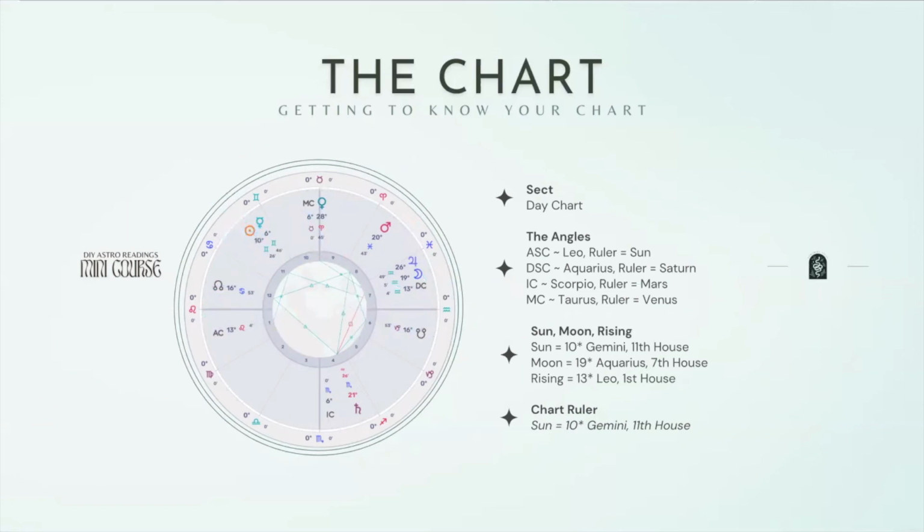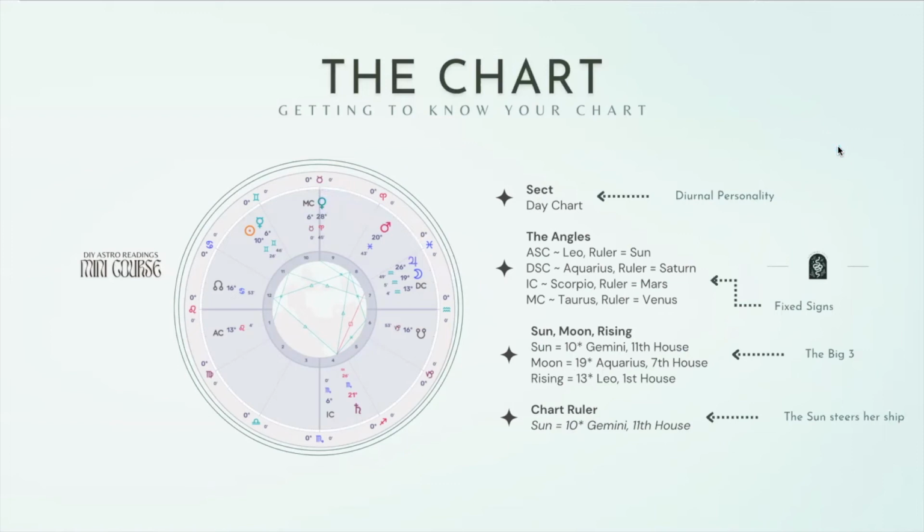So next, we've got the angles. So the 1st and 7th house, and then the 4th and 10th house. So she has a Leo ascendant, an Aquarius descendant, and then she's got a Scorpio IC and a Taurus MC. And I've put over here who rules all of these. So for her rising sign, we're going to look to the sun. For her descendant, we're going to look to Saturn. For her IC, we're going to look to Mars. And then for her MC, we're going to look to Venus.